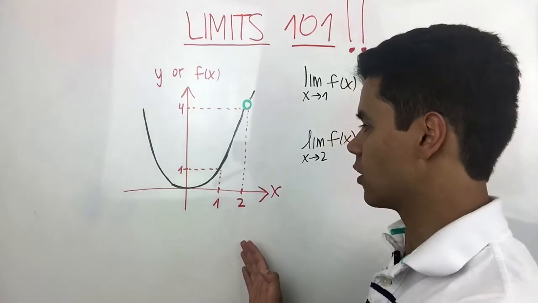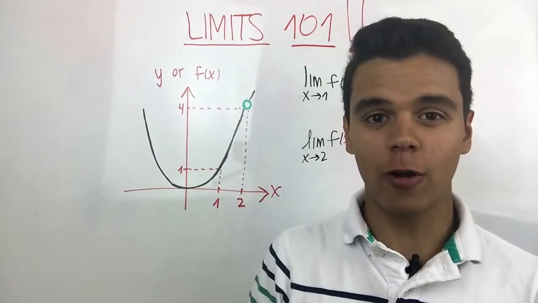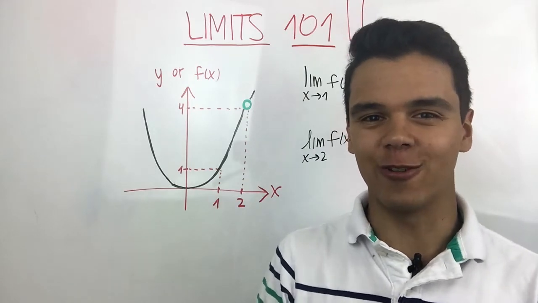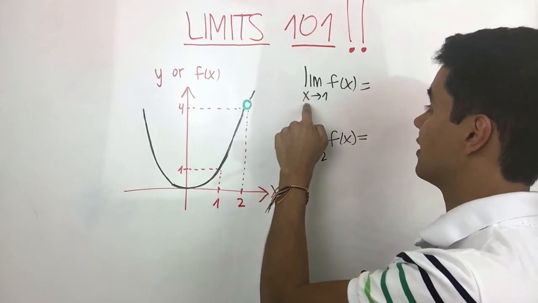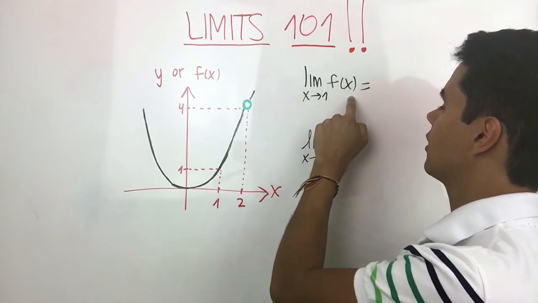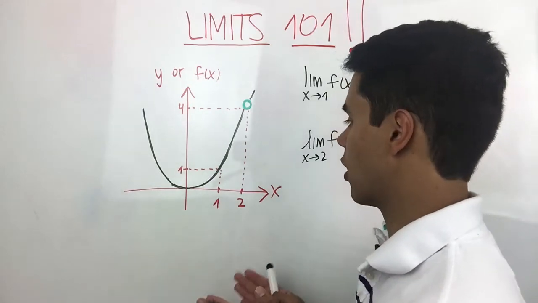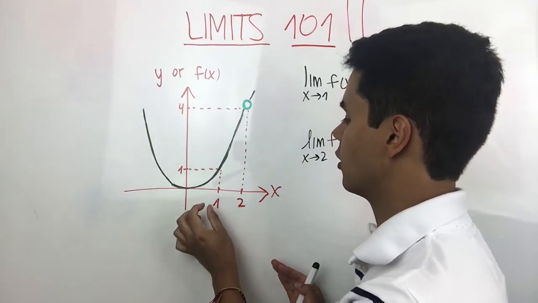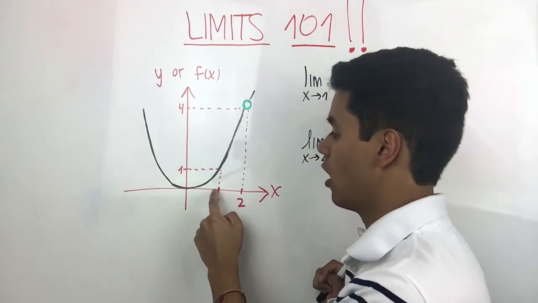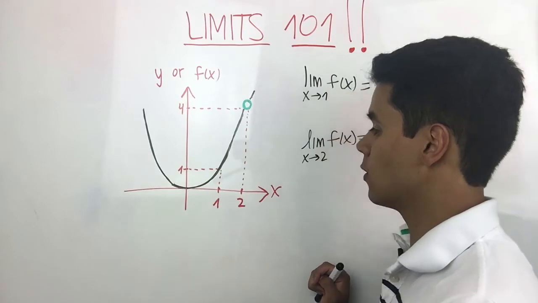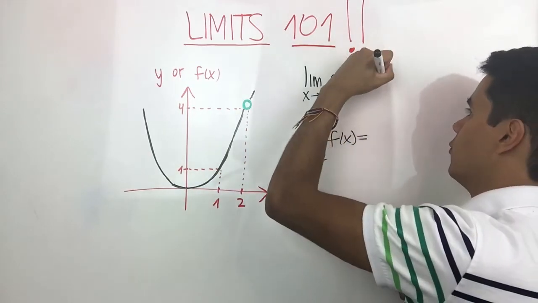So now we have this function. It's a parabola, but it has a hole at x equals 2. And we want to know the limits at x equals 1 and 2 just by looking at the graph. So the way we're going to read this is the limit as x approaches 1 of f of x is equal to a certain value. We have to think about what y value we're going to get as we get closer and closer to 1. As our x gets closer to 1, our y value is going to get closer to 1 as well. So the limit as x approaches 1 of f of x is equal to 1.